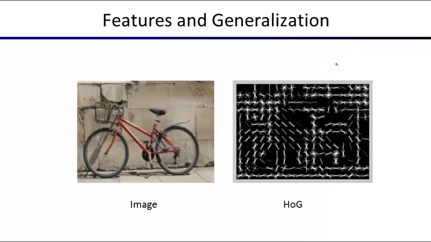If we look at the original image here on the left, that's the bicycle. On the right is what you get after you apply a HOG to that image.